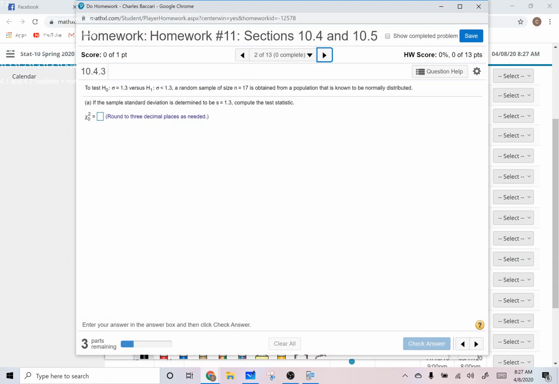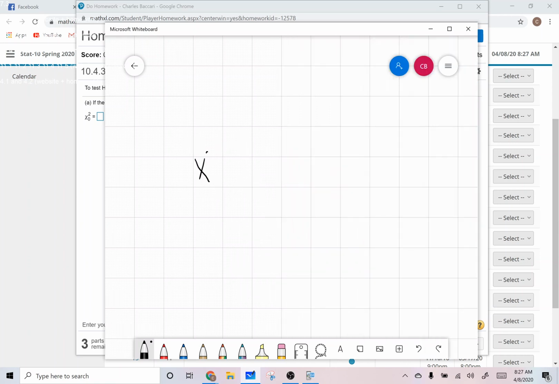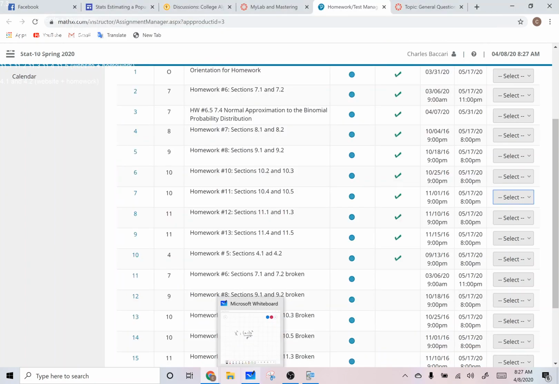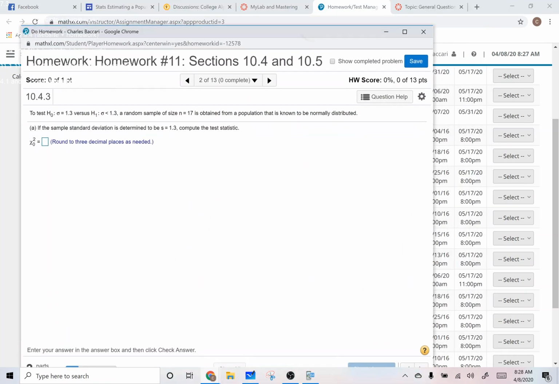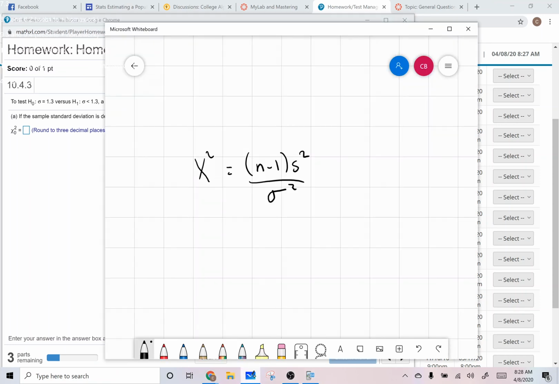For the next one, let's run through this. So you have to figure out what chi-squared is. The formula for that is the following. It is n minus 1 times s squared over sigma squared. It's really easy to do. So if we look at this problem, they give us n is 17, so we're going to plug that in.